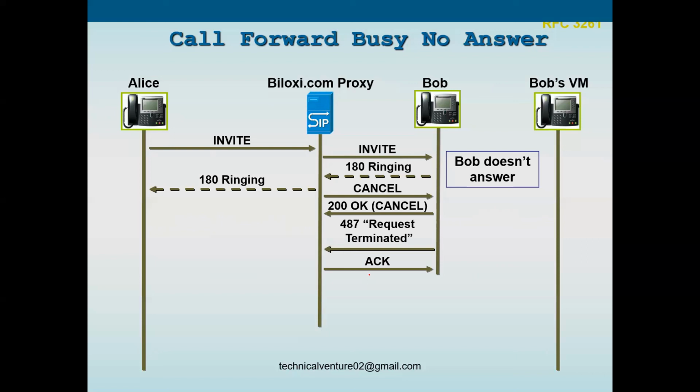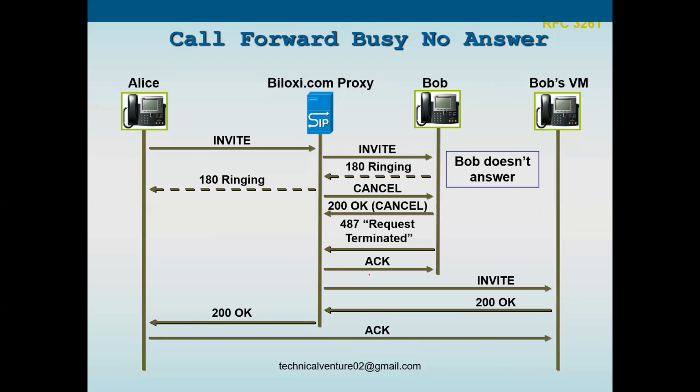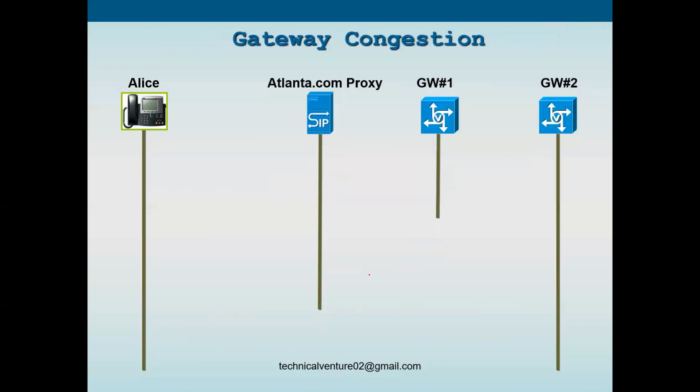Now there must be a configuration on Bob's phone, like if I don't answer the call, then my call should route to the voicemail. That's the main thing. It should be there. So now there will be an invite from proxy to Bob's VM, and then it will reply with a 200 OK, from Bob's VM to the proxy, and then proxy to Alice. And then there will be an acknowledgement from Alice to Bob's VM, and after that the session will be established between these two parties. So this is the case for when Bob doesn't answer the call.